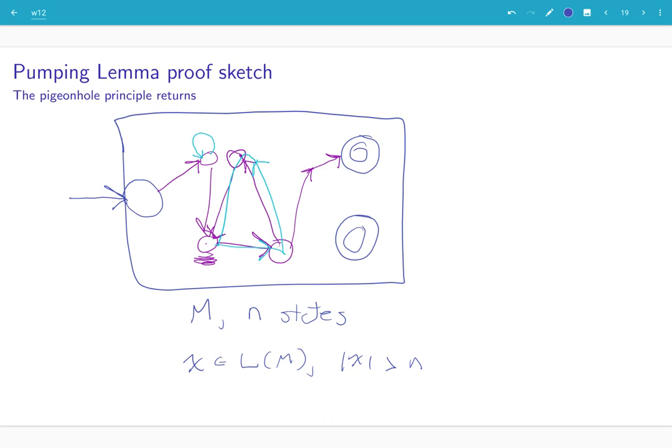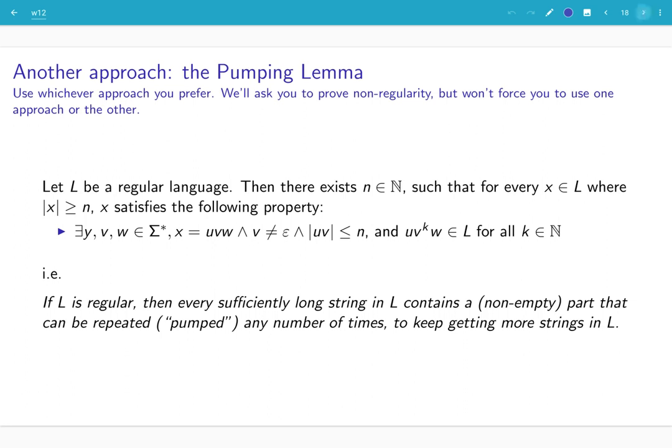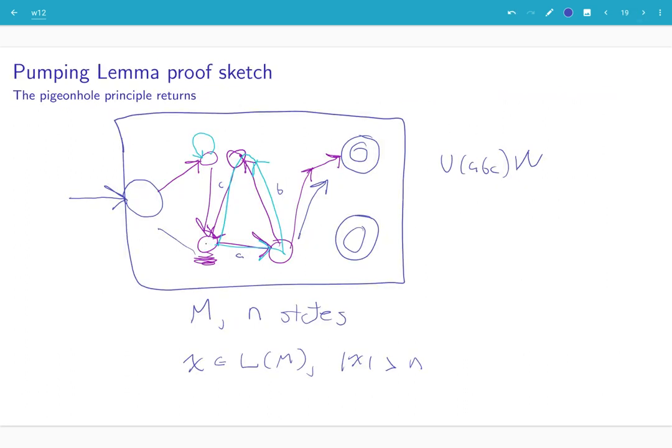we can take the labels along this cycle, let's call them A, B, and C, and whatever prefix of that string, we'll call it U, took us there. If we take U plus ABC plus whatever suffix eventually takes us to the, what was the suffix called? W, I think? Yeah, I'll call it W. So whatever suffix took us to the accepting state. So our string x is going to look something like that.